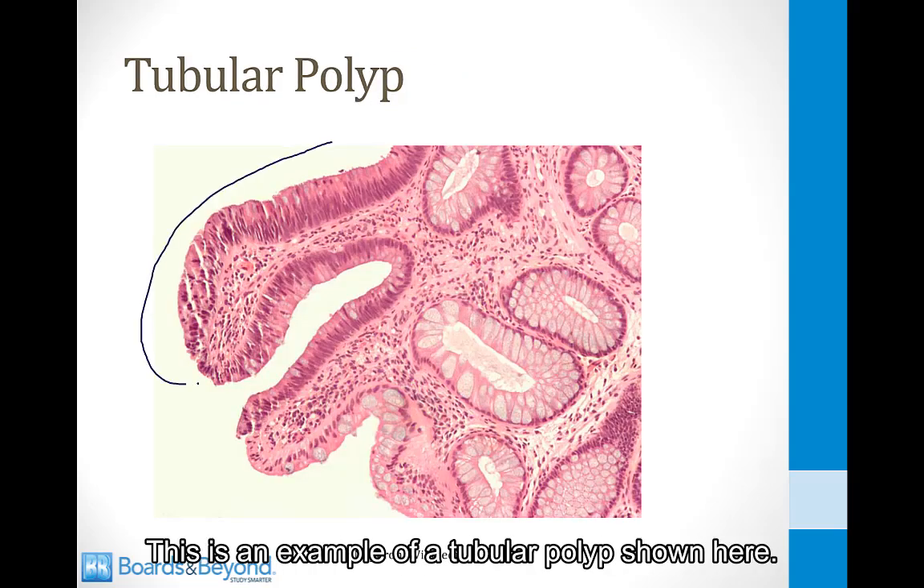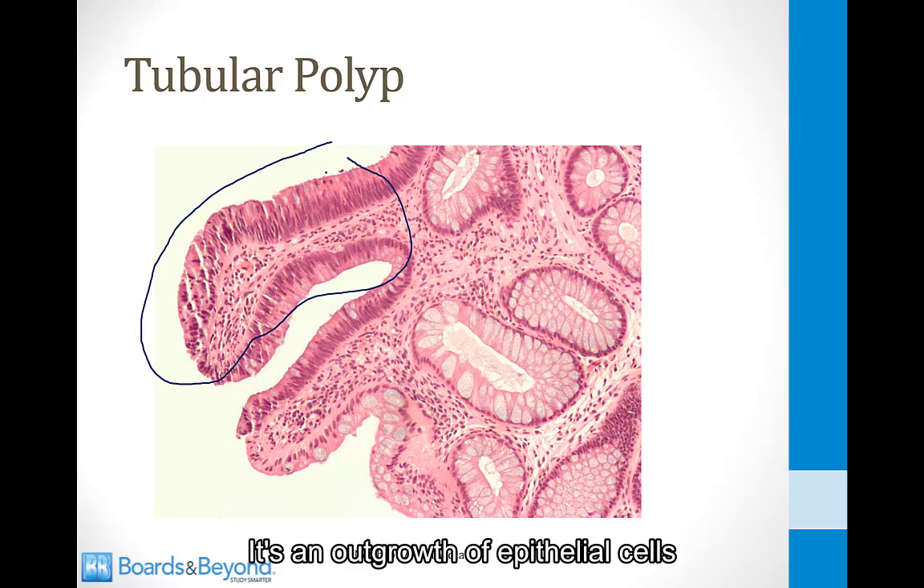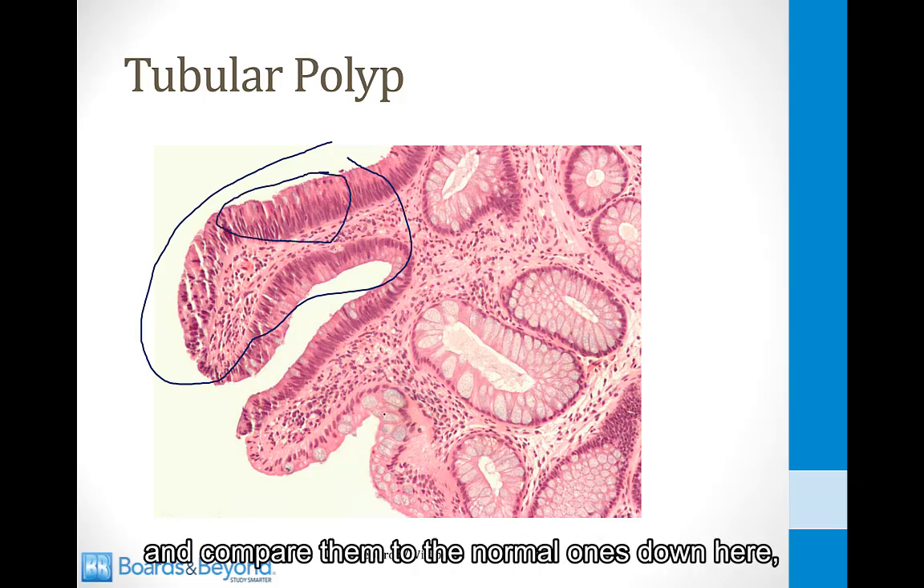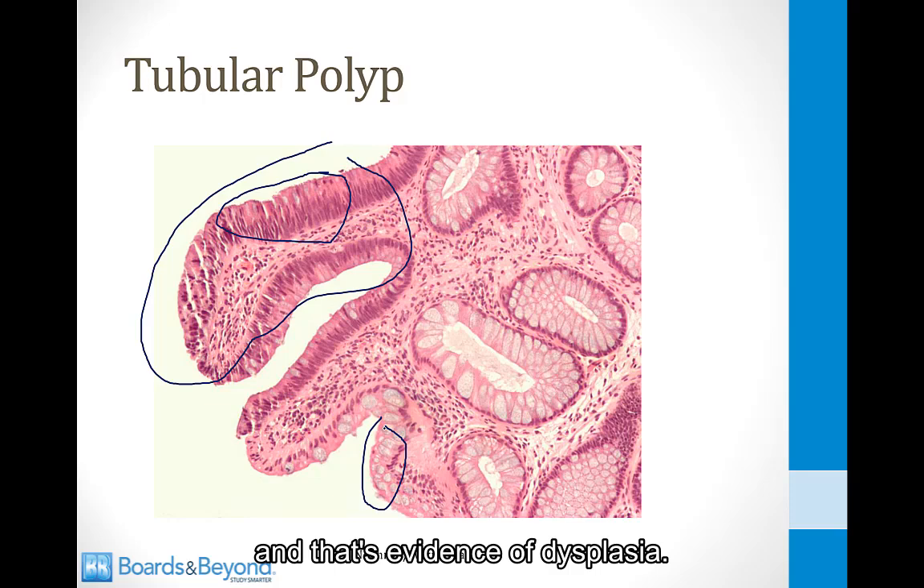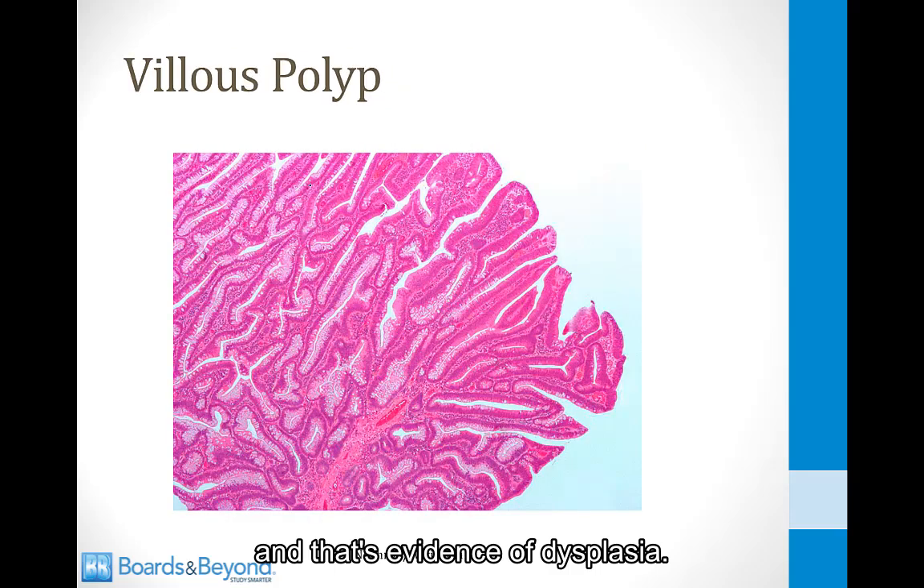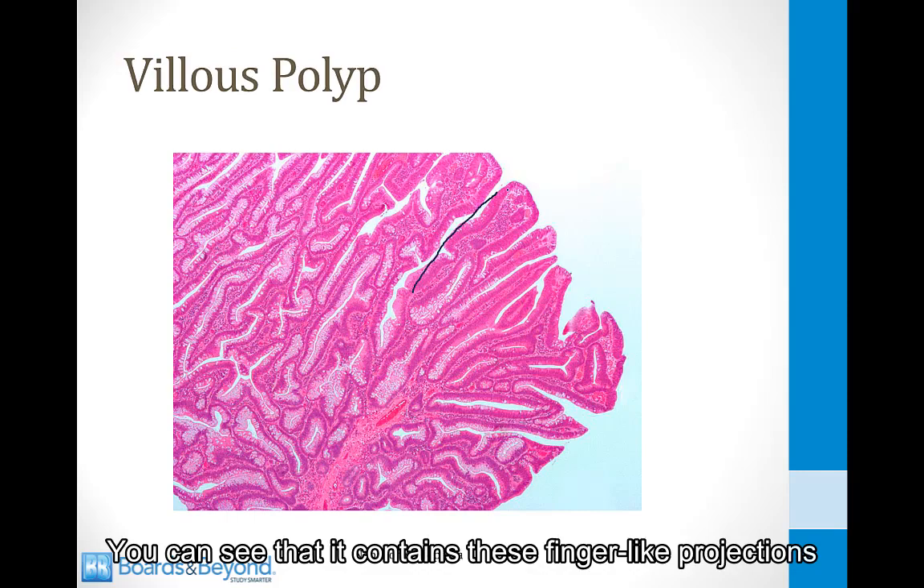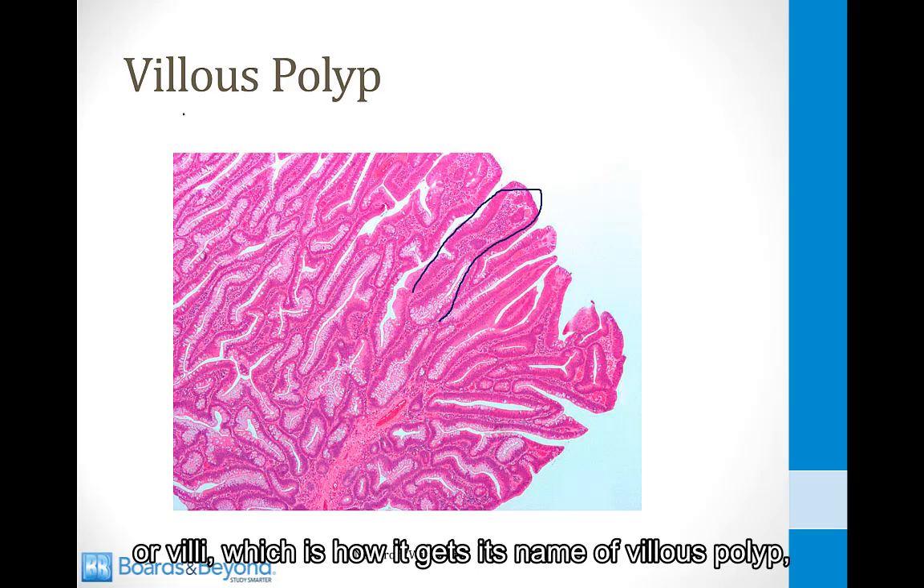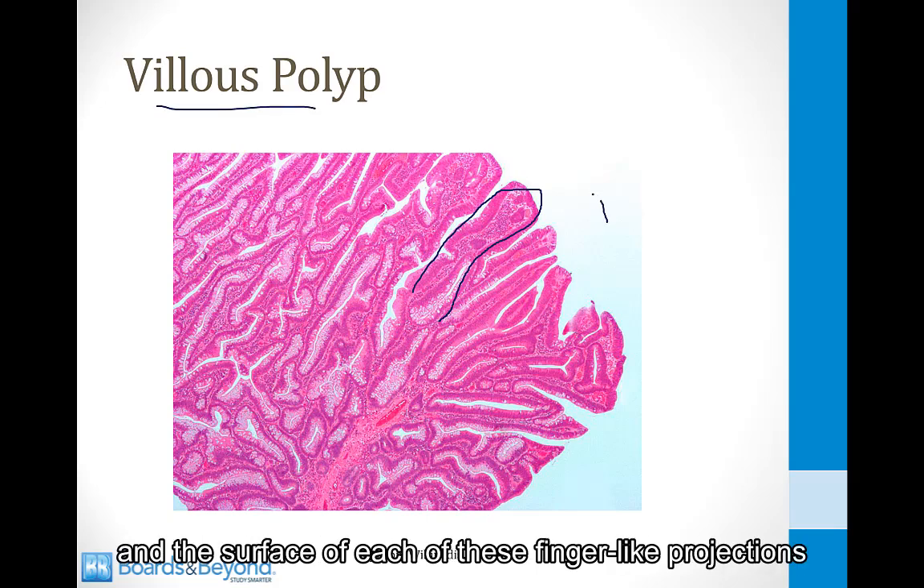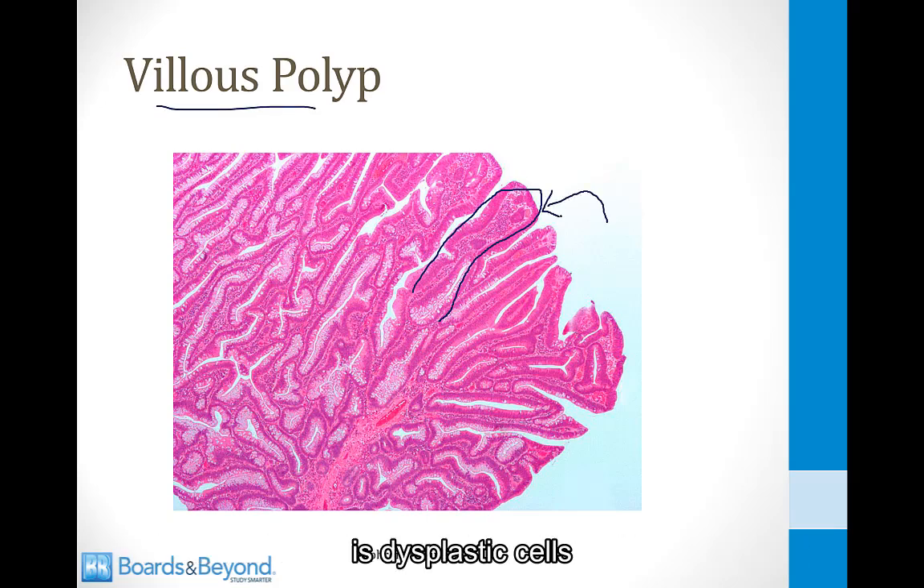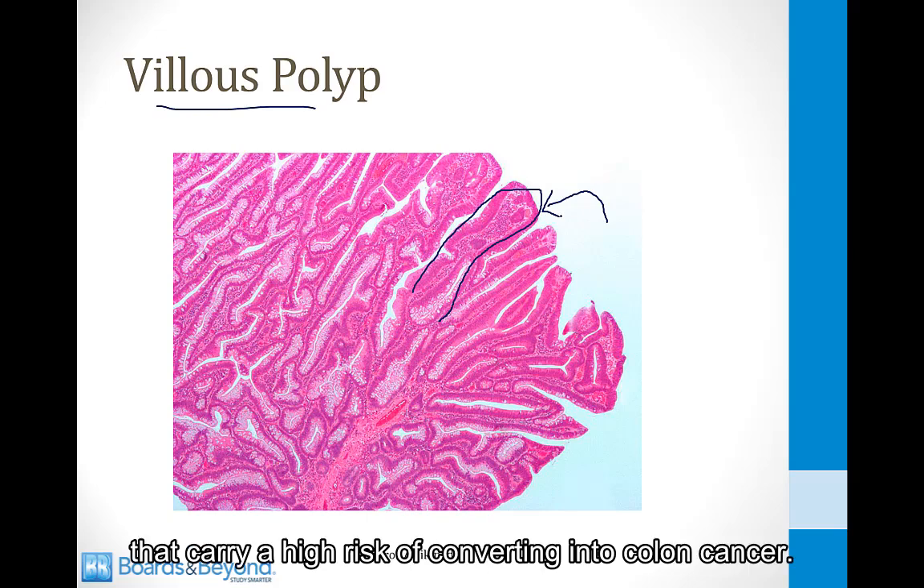This is an example of a tubular polyp shown here. It's an outgrowth of epithelial cells into the lumen of the colon. If you look at these epithelial cells here and compare them to the normal ones down here, you can see that they're different, and that's evidence of dysplasia. And this is an example of a villus polyp. You can see that it contains these finger-like projections or villi, which is how it gets its name of villus polyp. The surface of each of these finger-like projections is dysplastic cells that carry a high risk of converting into colon cancer.